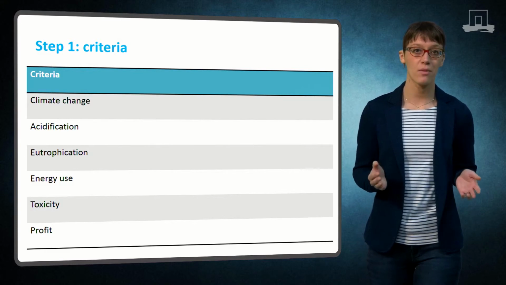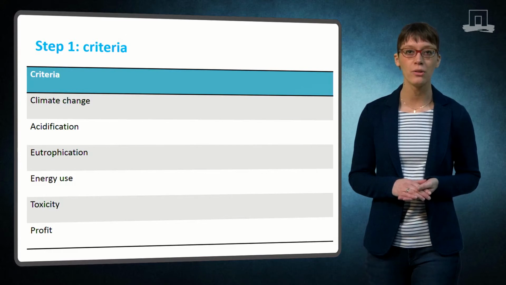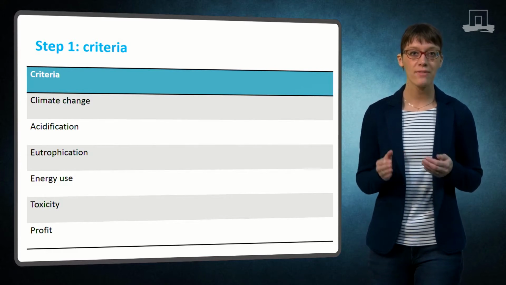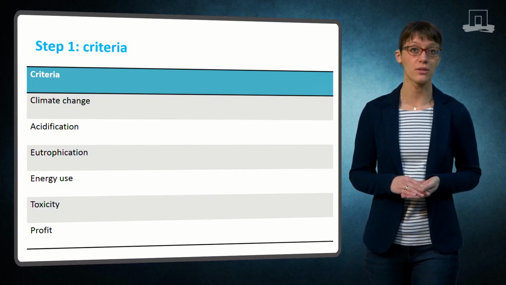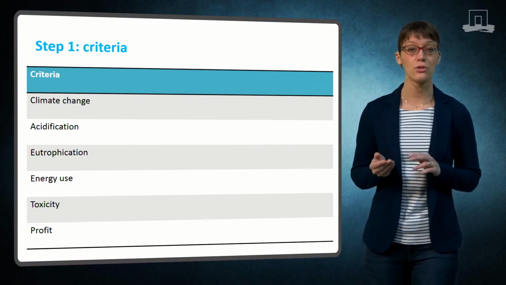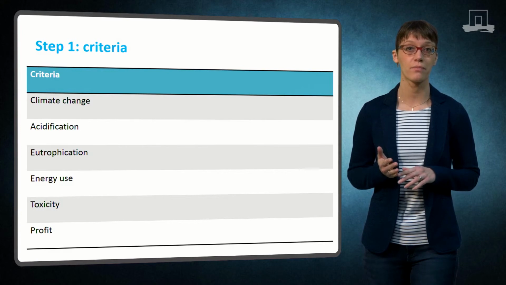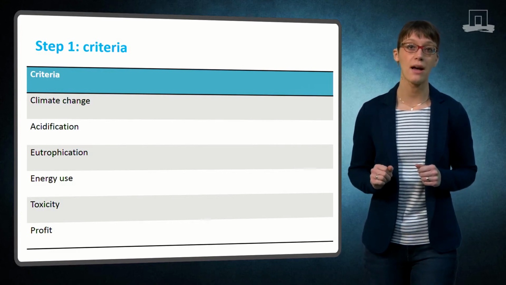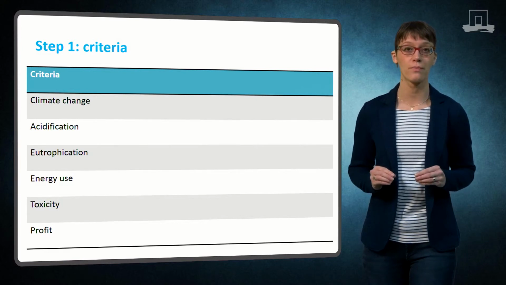In our example, the first objective is to improve the environmental impacts. There are many environmental impacts that we can consider, so we should be careful that they are not redundant and they should also be relevant. I have selected a few common criteria, which you can see on the sheet. They are climate change, acidification, eutrophication, energy use, and toxicity. For each of these criteria, I want to determine how well my bio-based product performs.